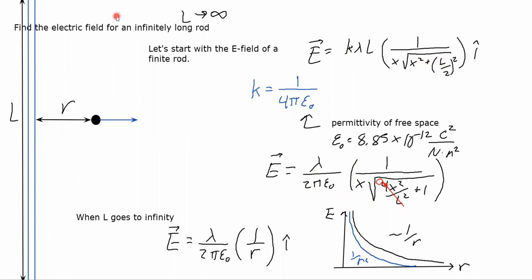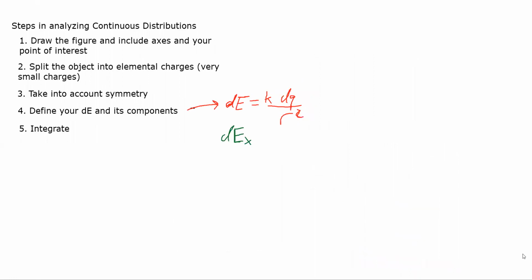All right, so that's our first exposure there to continuous charge distribution. In the next video, we'll be looking at a ring of charge, and we're going to do a similar approach, where we're essentially following these steps that I had earlier to analyze a ring of charge. So a different geometry, but the same idea behind it. All right, so we'll do that next time.